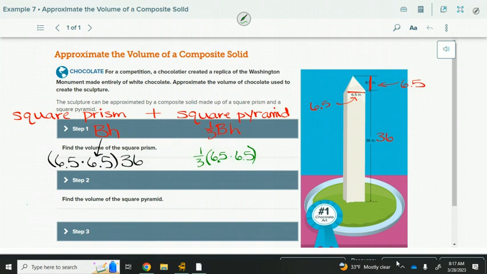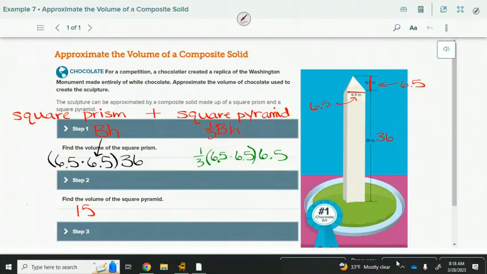Okay, now we need the height of the pyramid. What's the height of the pyramid up until the vertex? It's a number we've said many times before, 6.5. Okay, now let's type this in our calculator. First one, do 6.5 times 6.5 times 36. Let's get that number. 6.5 times 6.5 times 36. And somebody tell me when you get this. 6.5 times 6.5 times 36.